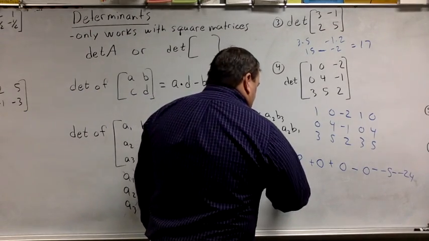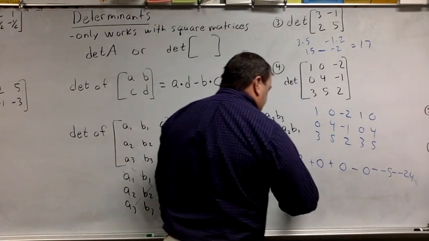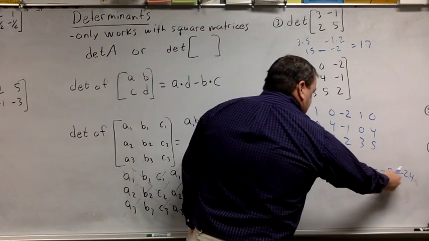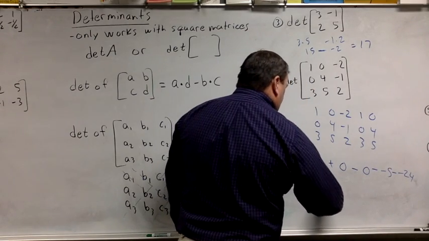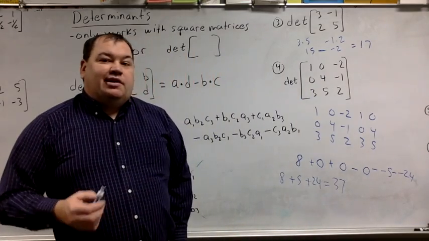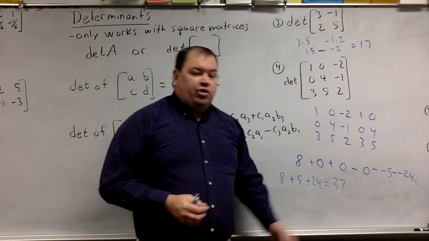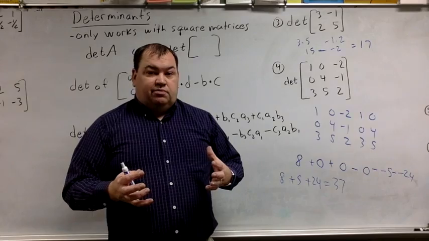So I end up with an 8, 0, 0, 0. This is a plus 5. Minus, minus, that's a plus 24. Those add up to 37. This has a determinant of 37. Our determinant is always a single number that comes out of that matrix.